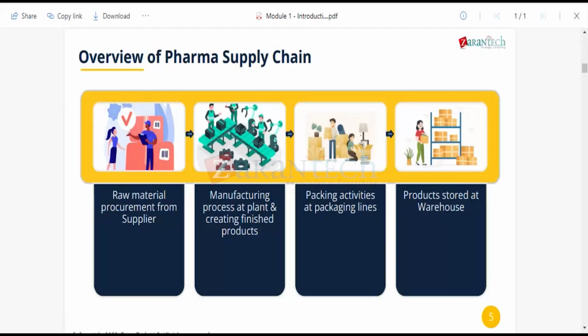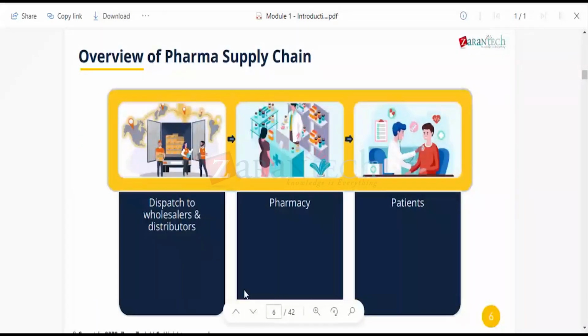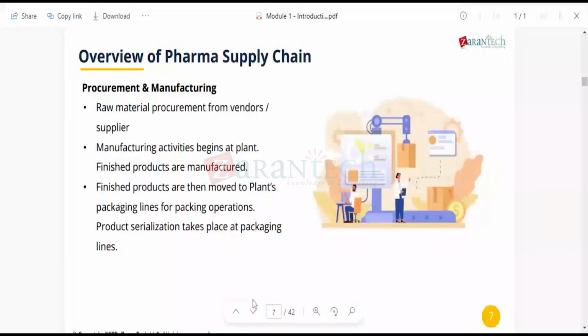As the picture suggests, raw material procurement, then manufacturing takes place, and finished products are produced. Then we have packaging activities at the packaging line, and then products are stored at the warehouse. And then we have dispatch to wholesaler, distributor, then pharmacy, and then patient. Okay, so let's go one by one. Raw materials are procured from vendors and suppliers, and then in the plant, products are manufactured and developed, and once manufactured, they are known as finished products.